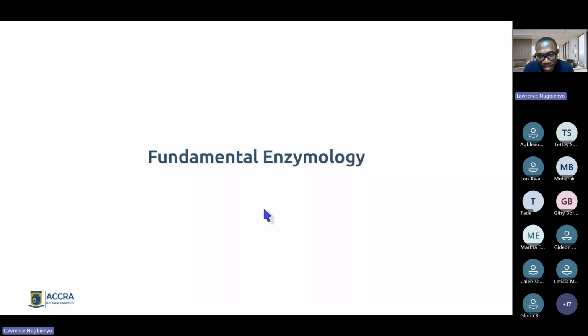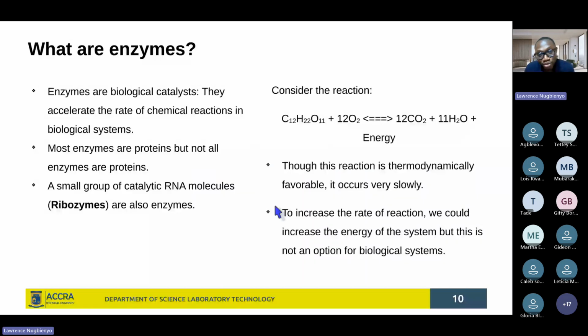So you see here, the enzyme is a protein. That's a biomolecule. Now, the first thing is, what are enzymes? What are they? Now, these are biological catalysts. They are responsible for the rate of chemical reactions. They increase the rate of chemical reactions.